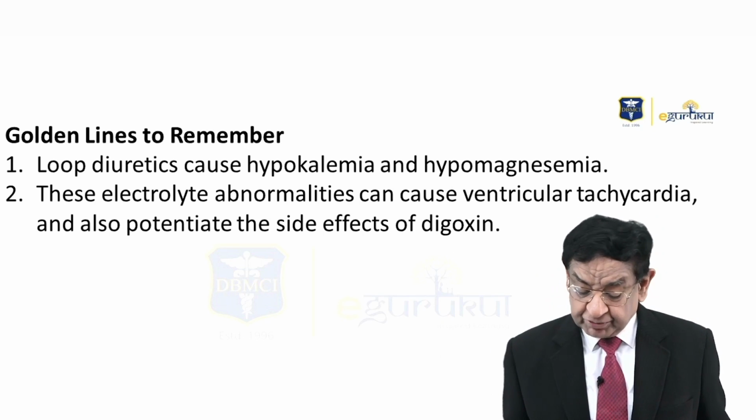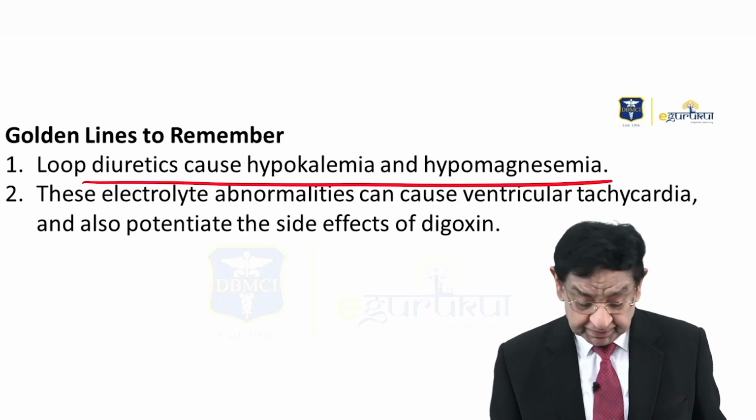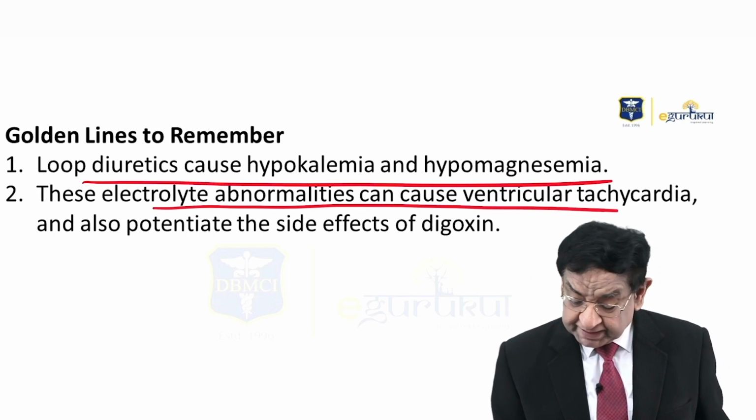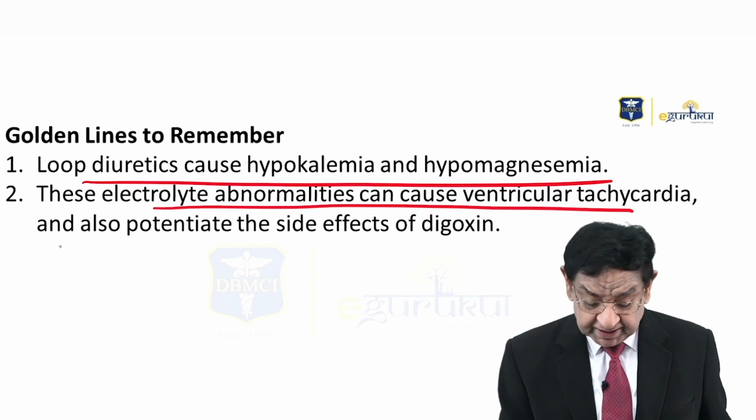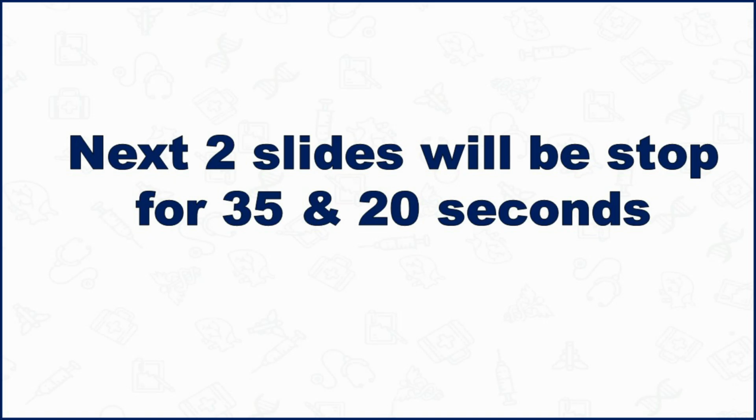The golden line to remember: loop diuretic can cause hypokalemia and hypomagnesemia. These electrolyte abnormalities can cause ventricular tachycardia and also potentiate the side effects of digoxin.